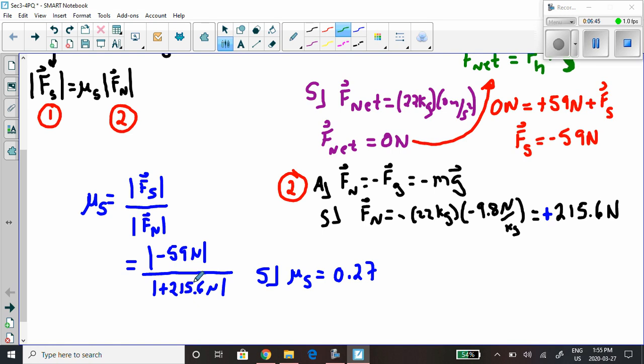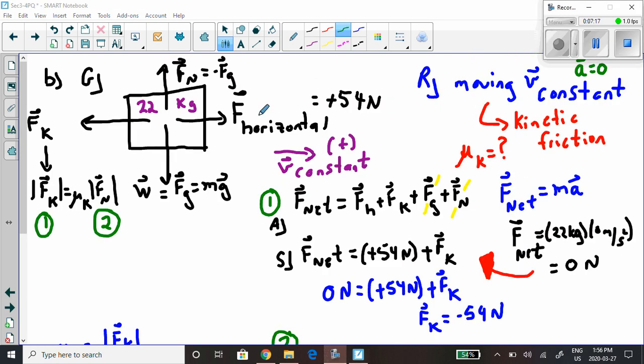Now remember, magnitude signs means everything is positive. Even though it's negative 59 newtons here, it becomes positive 59 when we use it. And this is already positive and it would remain positive. So when we do our dividing, we get that the coefficient of static friction is 0.27. No units, just like on page 101. It's just each number tells us about the two surfaces involved, the surface of the object and the surface of the floor upon which it's being dragged.